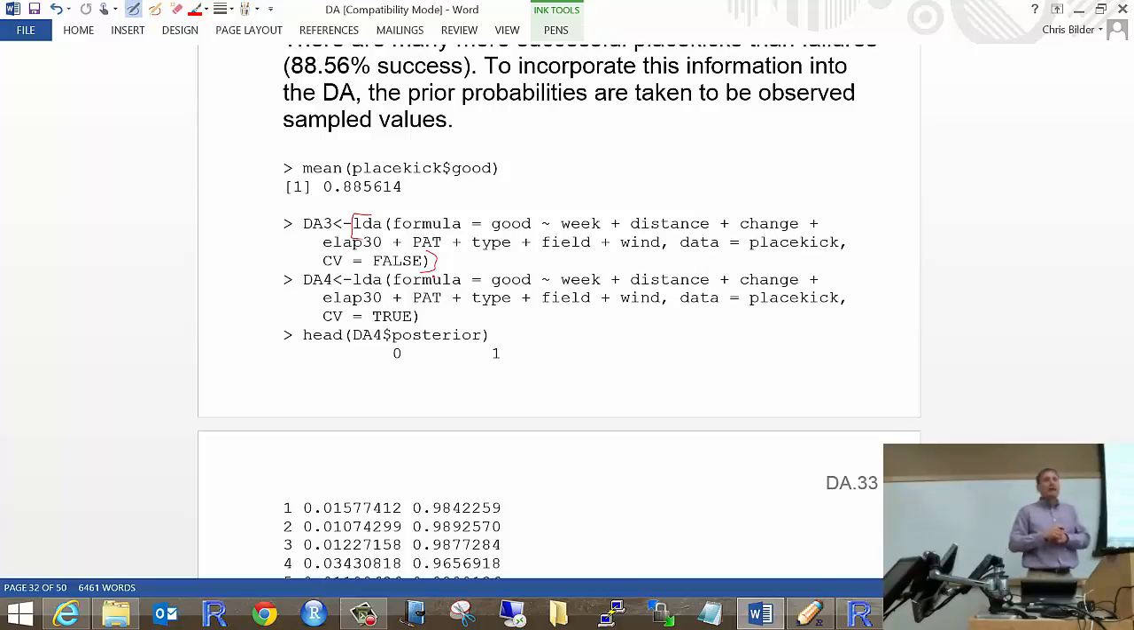Now, this code is exactly the same as when we created the DA1 object. The only difference is I don't specify priors. So I'm going to let priors be proportional. DA4 is going to be the same as DA2, except I don't say what the priors are. I'll let them be proportional, and I say CV equal true, meaning I do want cross-validation.